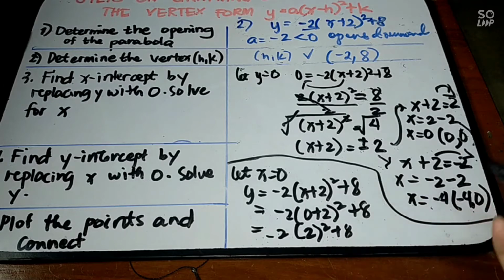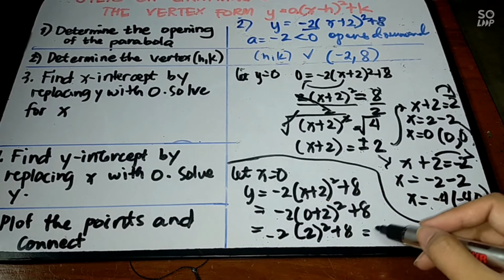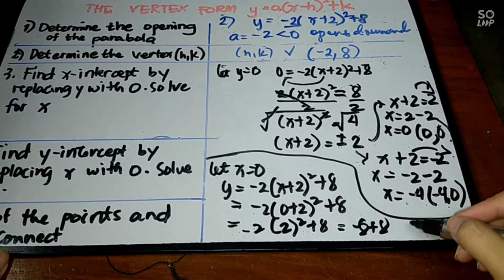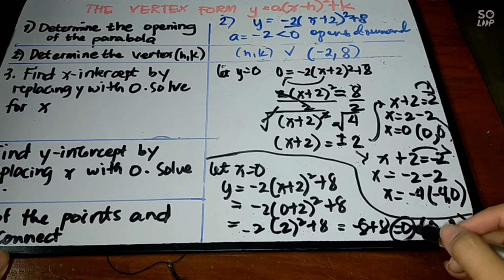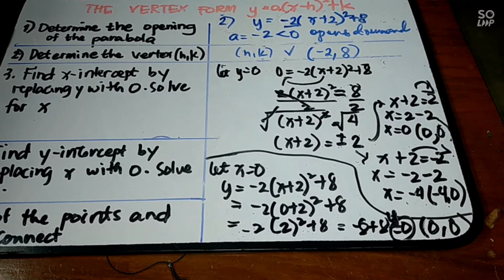What is 2 squared? We have 4. 4 times 2 times negative 2, the answer is negative 8 plus 8. What is negative 8 plus 8? The answer is 0. It is equal to 0. So, therefore, ang x mo ay 0, ang y mo is also 0. So, this one is your y-intercept. Y equals to 0. Is it clear?